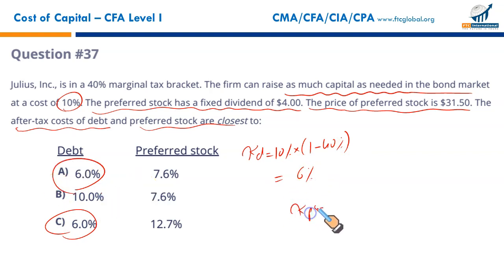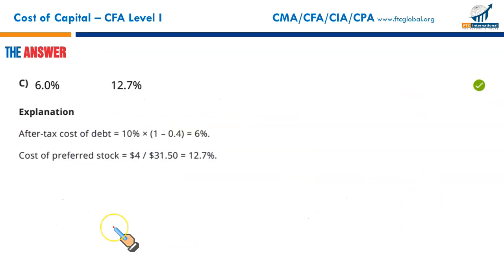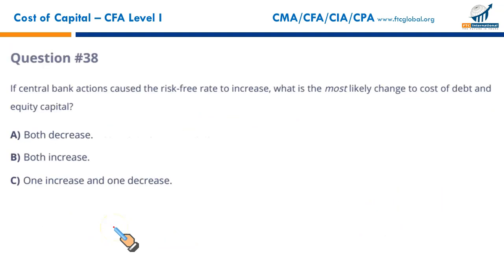Cost of preferred stock is equal to the dividend, that's $4, upon the current market price. 4 by 31.5 is 12.69, and 12.69 means approximately 12.7. That makes C the correct option. Speed, gentlemen, speed and accuracy.